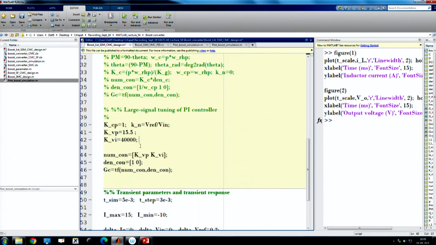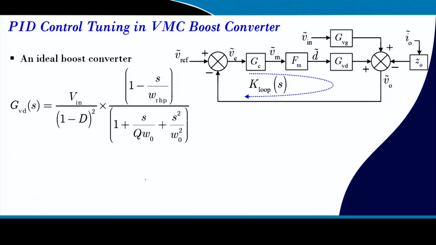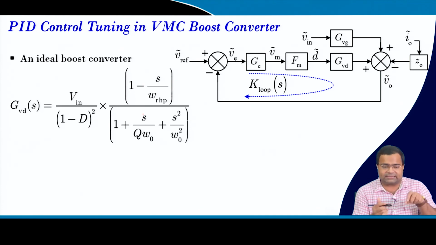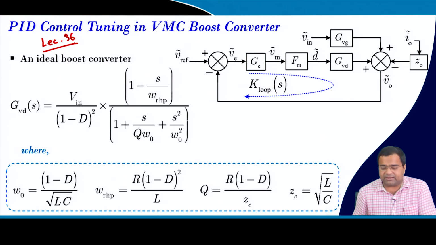And as I told, for large signal tuning, the gains can be derived using the expression. So, let us first derive it in voltage mode control. We know how to derive the gains, and we have discussed it in lecture number, I think 36. We have discussed in detail the different parameters of the open loop plant.